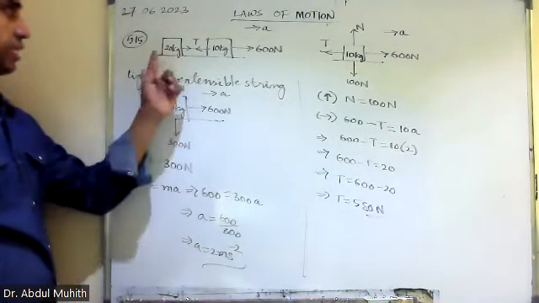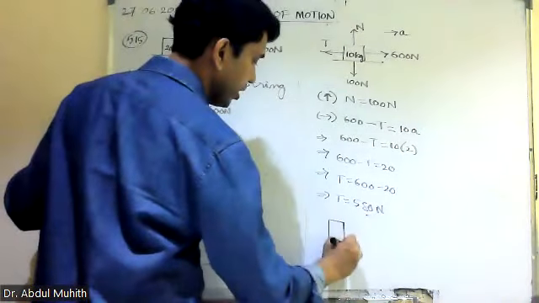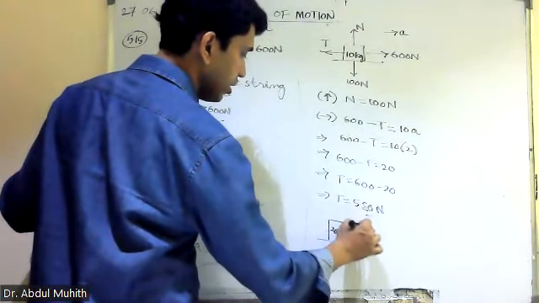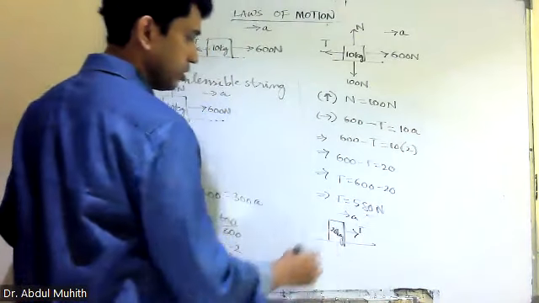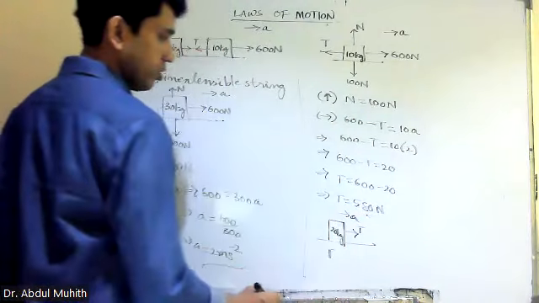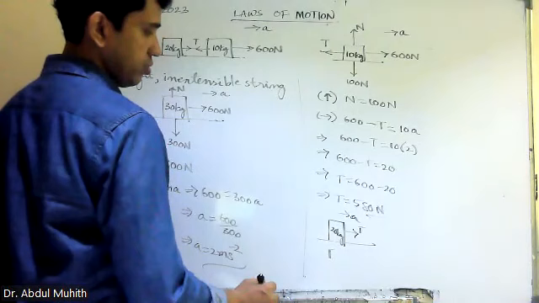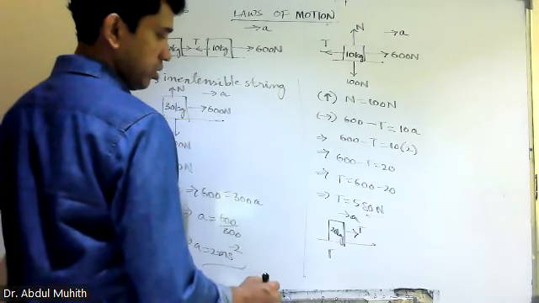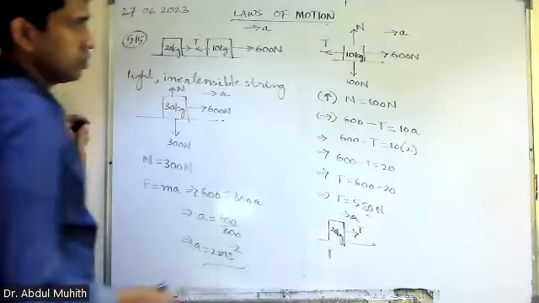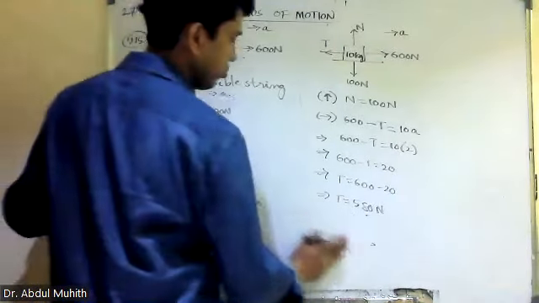If you want to apply the same to the 20 kg body: this is 20 kg, this is the tension in the string, and acceleration is here. There is no backward force, so T equals ma. The 600 is the applied force, so that is not required here. We can do it with just one body. That is enough.